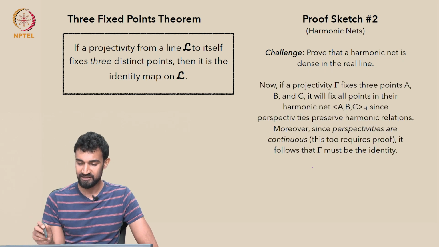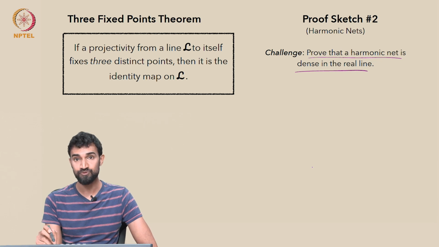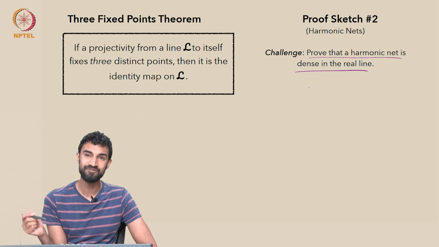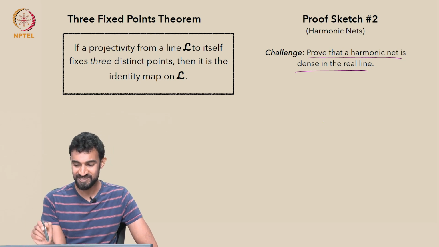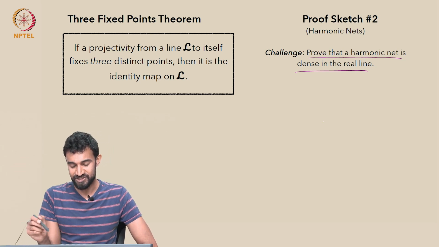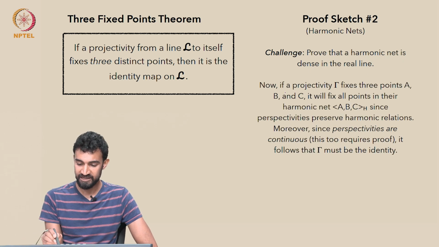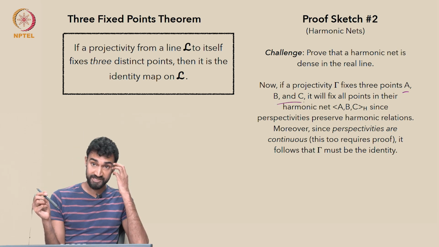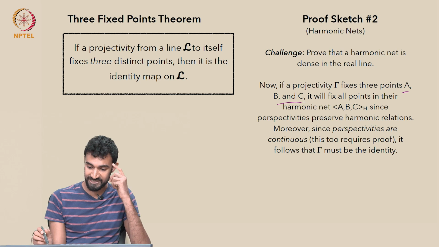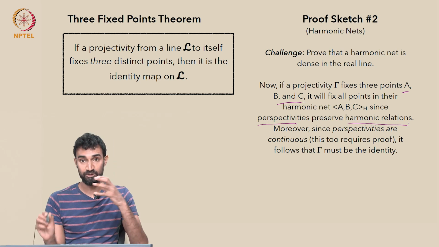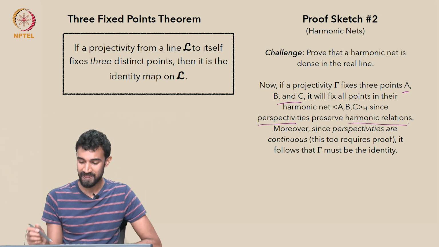And I'm not going to prove that. Proving it does require some work, and there's actually many different approaches to this proof. So it's a fun thing to think about, and I'll leave it to you to do that. But let's assume that it's dense. Why does that matter? Well, if a projectivity fixes three points, A, B, and C, we know that it fixes all the points in its harmonic net, since perspectivities preserve harmonic relations. That's what we saw last week.